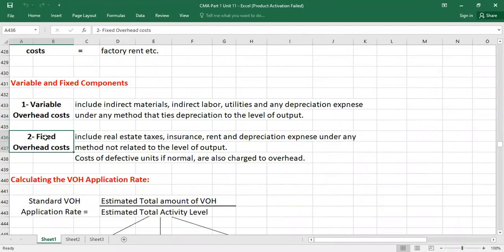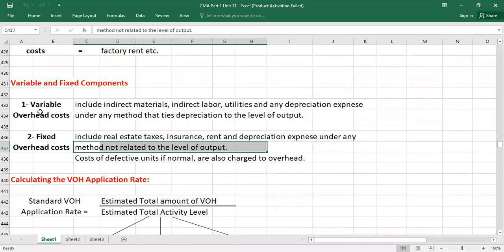Fixed costs are those overhead costs which will not change with the level of activity. The fixed overhead cost can include things such as real estate taxes, because it is fixed, insurance, it is fixed, rent, and depreciation expense under any method not related to the level of output. So this is what is called the fixed overhead cost. Practically, a company should maintain two different accounts. The first account for the variable overhead cost, and in the second account they should record the fixed overhead cost.